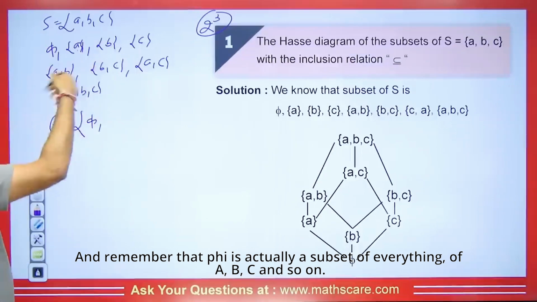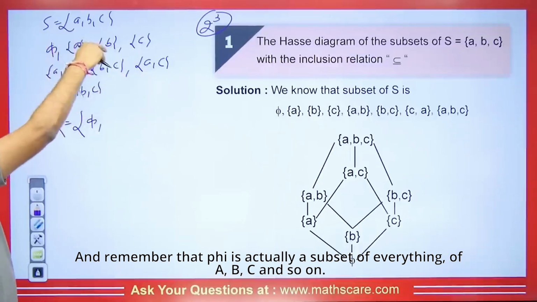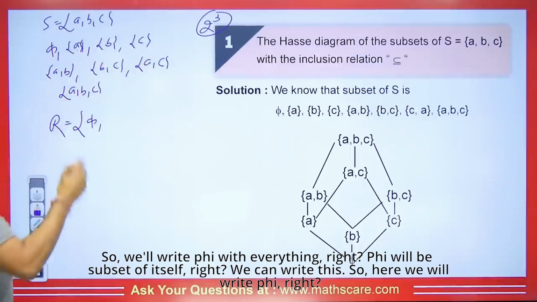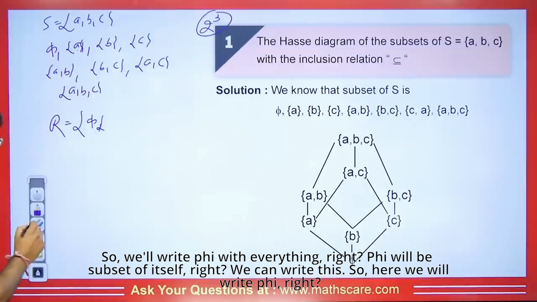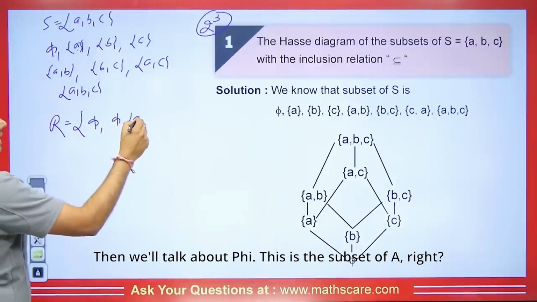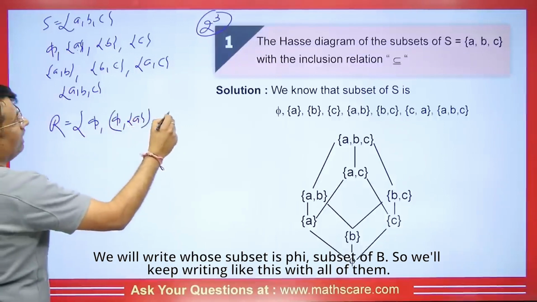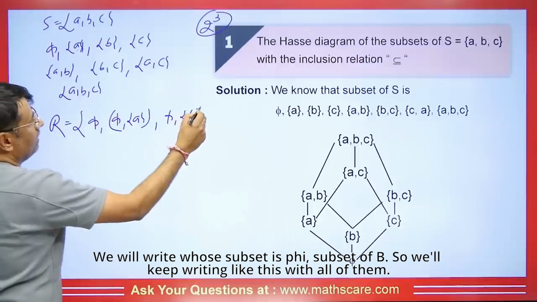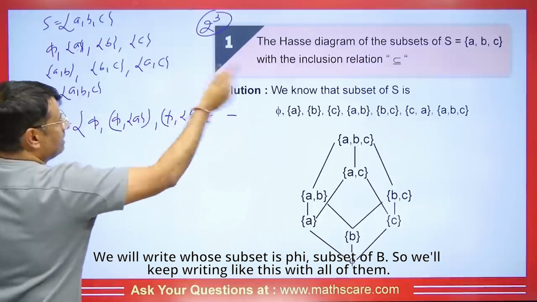And remember that phi is actually a subset of everything, of A, B, C, and so on. So we'll write phi with everything, right? Phi will be a subset of itself, right? So here we will write phi. Then we'll talk about phi. This is a subset of A, right? We will write whose subset is phi. Subset of B. So we'll keep writing like this with all of them.